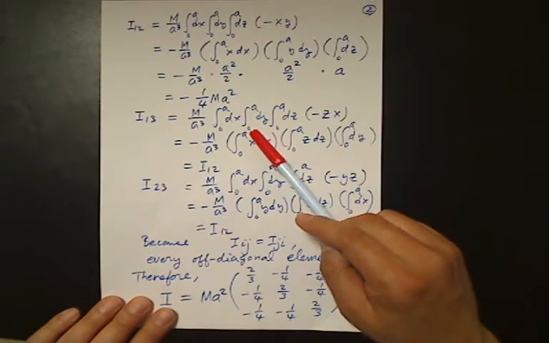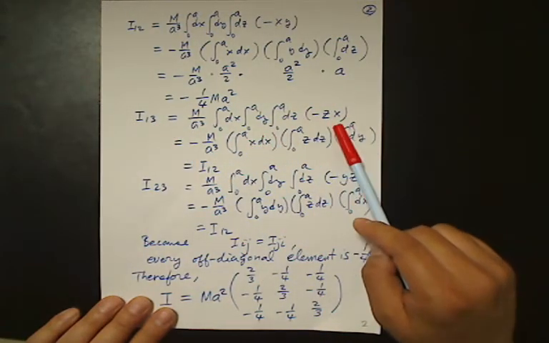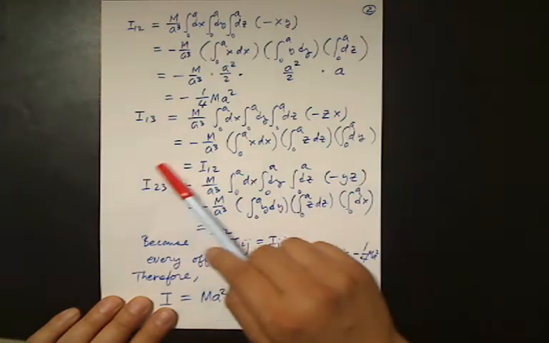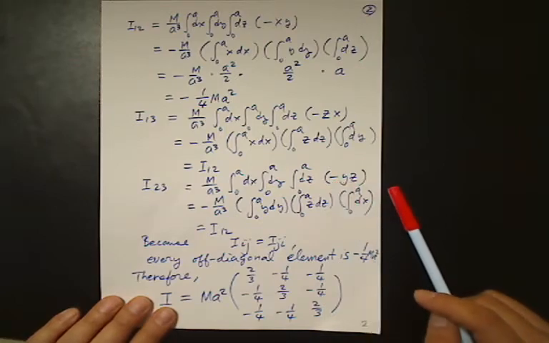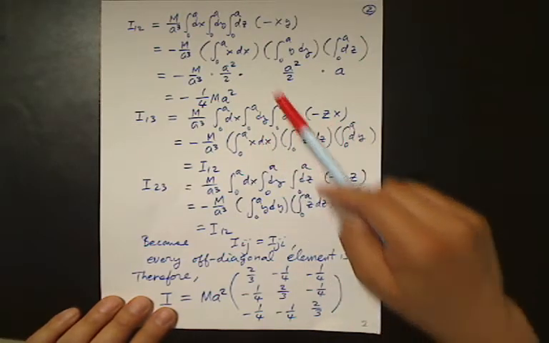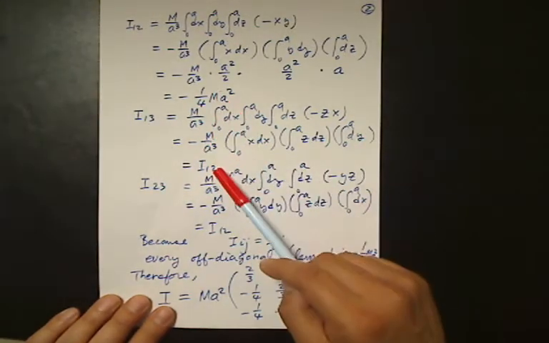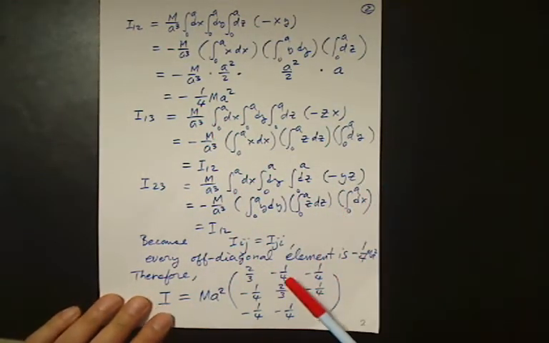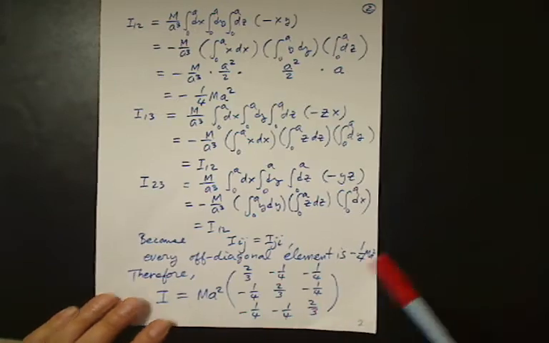In the same manner, I13 is the integral of minus zx, and I23 is the integral of minus yz, with the same structure. The result is that all of the off-diagonal elements will be minus 1/4 of ma squared. So with the overall factor ma squared, we have diagonal elements all the same, 2/3, and off-diagonal elements are minus 1/4.